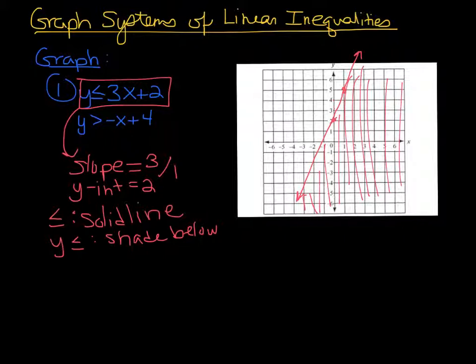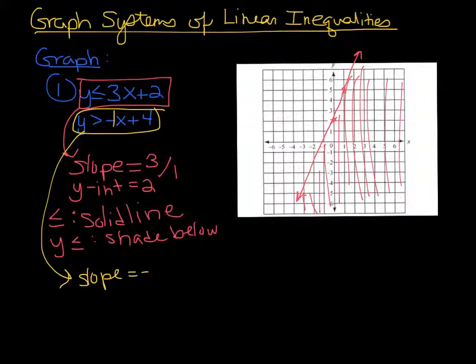Now I need to do the same thing with my second inequality. So in this one, my slope is the number with the x, which if you want, you can put a 1 in there, and it's going to be -1, which I'll put over 1. My y-intercept is going to be 4. Since I have greater than, it will be a dotted or a dashed line, and since this y is greater than, it is going to be shaded above.